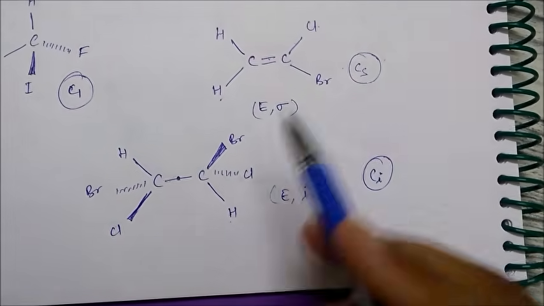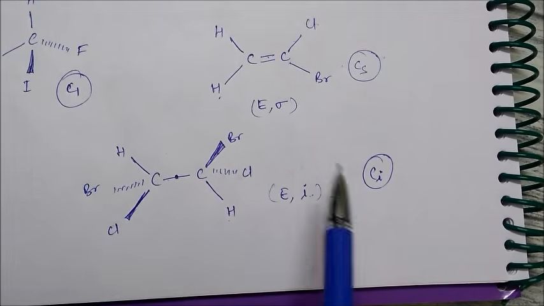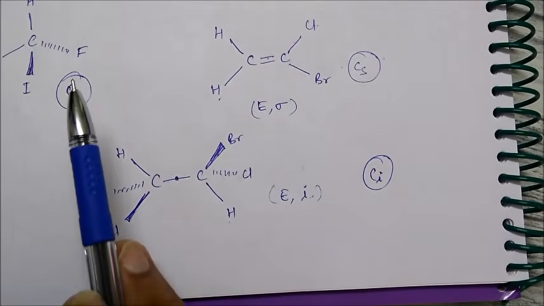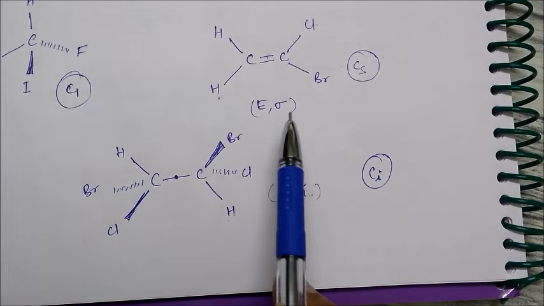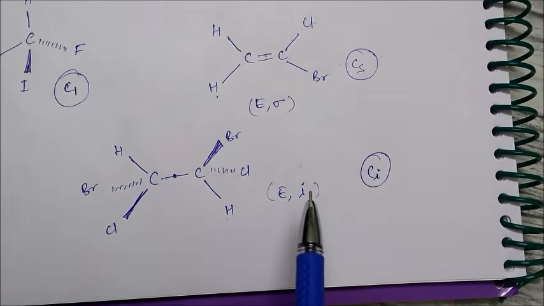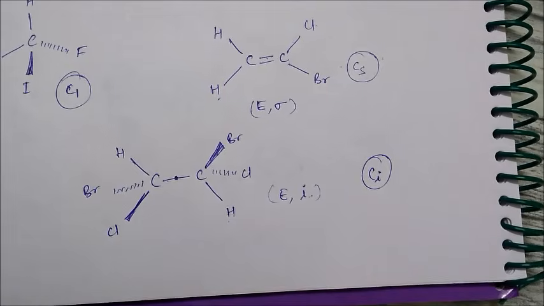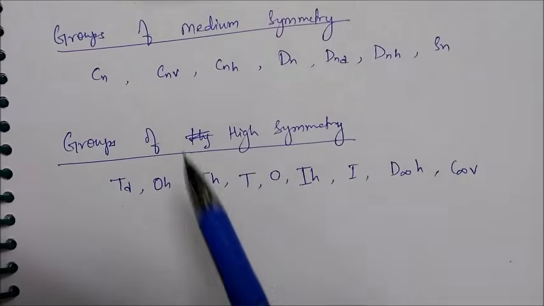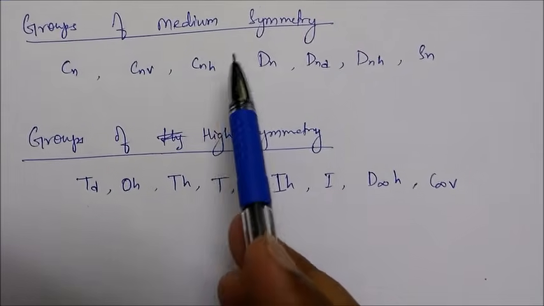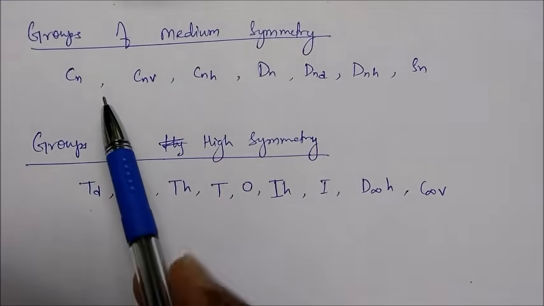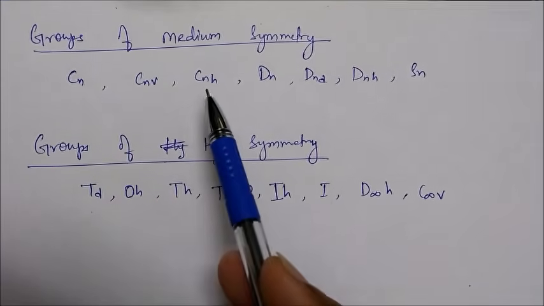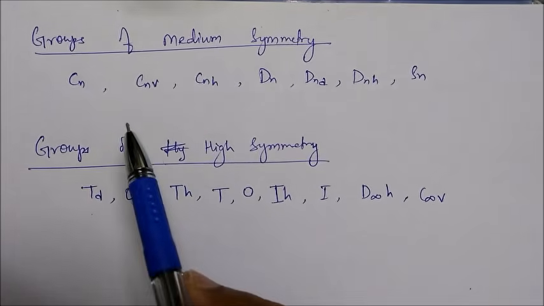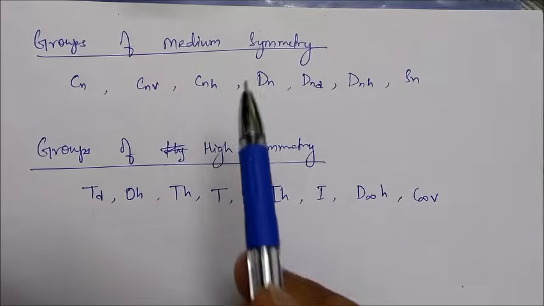So like this we have understood these three point groups which are of very low symmetry. One is when there is nothing, only the identity. Another is when there is only a sigma, meaning only a plane, and when there is only an inversion. Now let's move forward to other types of point groups. Next is the point group having medium symmetries, and these include CN, CNV, CNH, DN, DND, DNH, and SN.